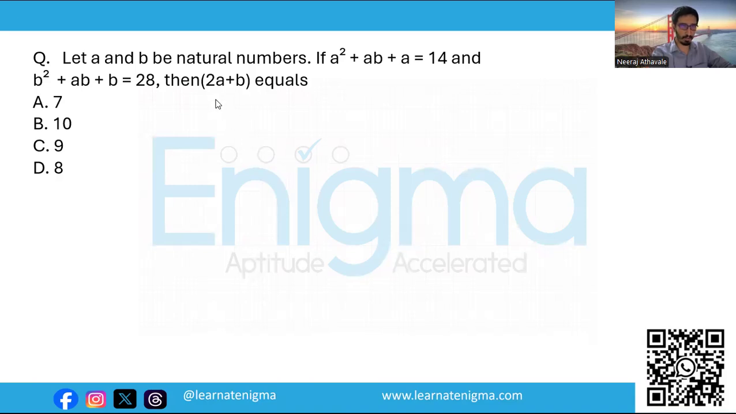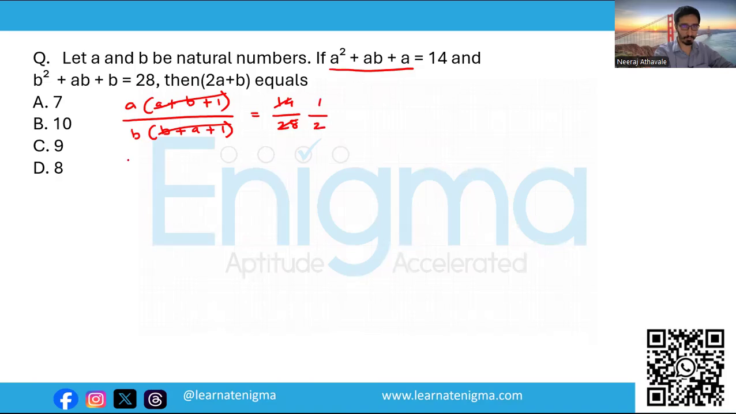Okay. Now, if we see the first equation and the second equation, I can take a common from these three terms. So that will give us a times (a plus b plus 1). And I can take b common from over here, so that becomes b times (b plus a plus 1). On the right hand side, it will be 14 upon 28. So a plus b is the same thing as b plus a, so we can cancel out this bracket. 14 upon 28 becomes 1 by 2.